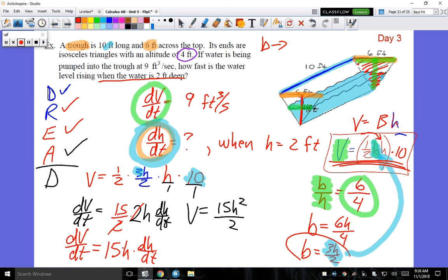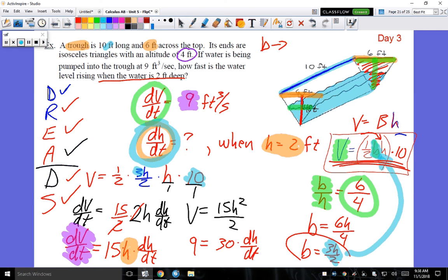Do we have h? Yep. What is it? 2. Which is that last part: substitute and solve. So I'm going to substitute h is 2 right down here. And then I also have dV dt of 9 right here, so that we have 9 is equal to 30 times dh over dt. So 9 over 30, what does that reduce to? 3/10. So you'll say dh dt is equal to 3/10.